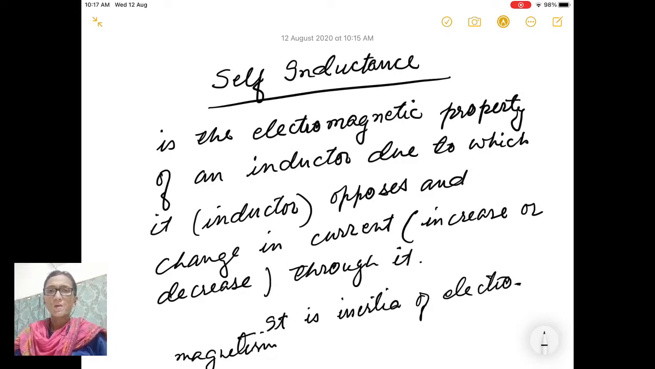Hi, today we will learn self-inductance.